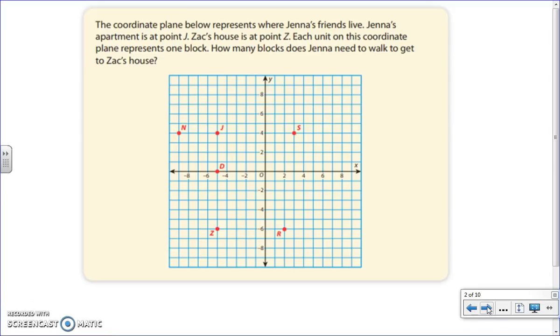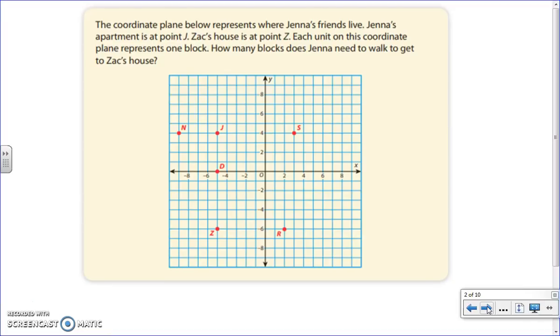It says that the coordinate plane below represents where Jenna's friends live. Jenna's apartment is at point J. Okay, that makes sense. Jenna, J. Zach's house is at point Z. Z for Zach. Okay, that makes sense too. Each unit on this coordinate plane represents one block. How many blocks does Jenna need to walk to get to Zach's house?